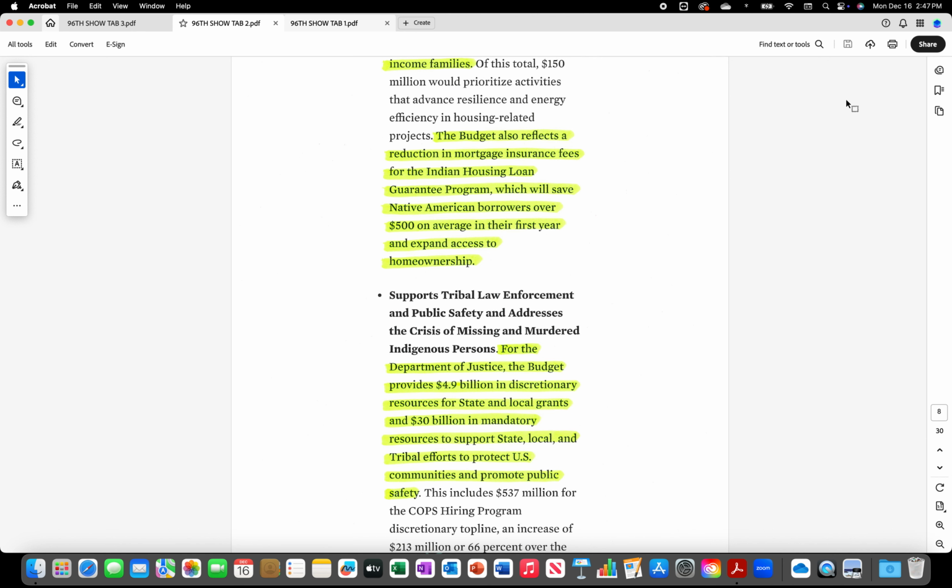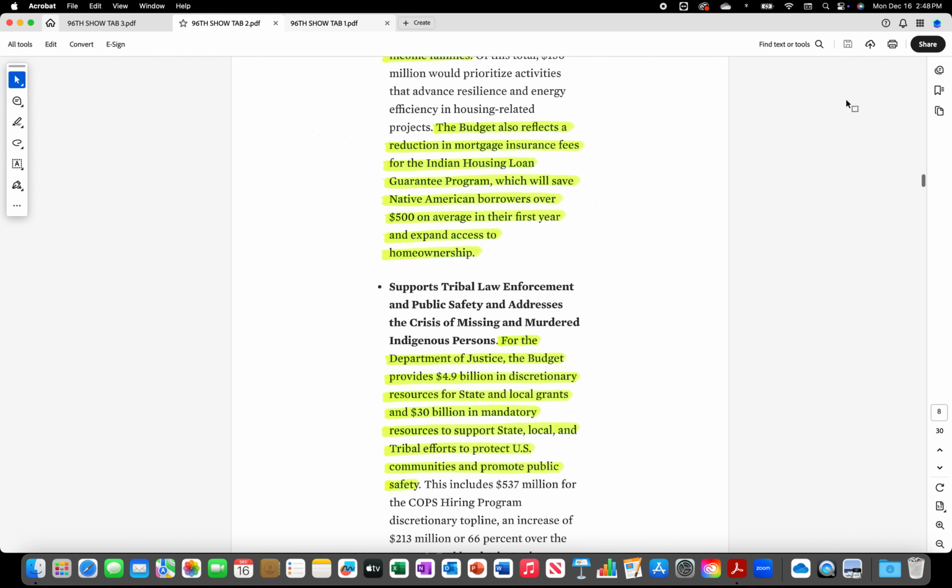The budget also reflects a reduction in mortgage insurance fees for the Indian Housing Loan Guarantee Program, which will save Native American borrowers over $500 on average in their first year and expand access to home ownership.